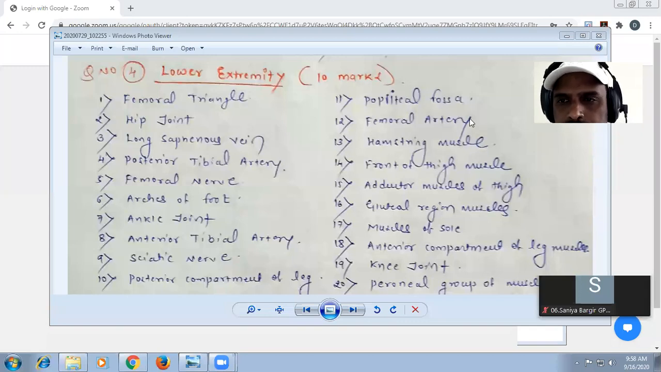Then comes the femoral artery. I have told in detail the relations and course of the femoral artery in the femoral triangle and adductor canal, and what the branches and relations are. All that you have to remember about the femoral artery. It is very important to know about the branches: three superficial and three deep branches.